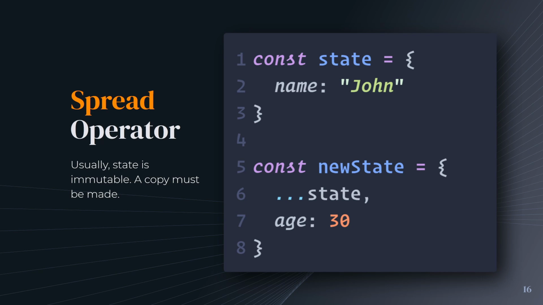Next is the spread operator. Since we were talking about state, state is usually immutable, so you can't simply change it. You need to make a copy. So here we have a state object with some name data. If we wanted to add the age data to the state, we would need to first make a copy of the state using the spread operator, then add the age data. Then we can update the state using the provided methods from the framework.